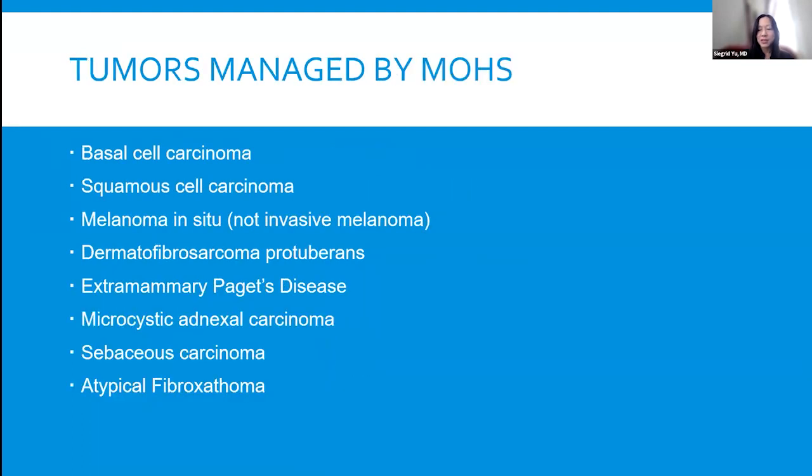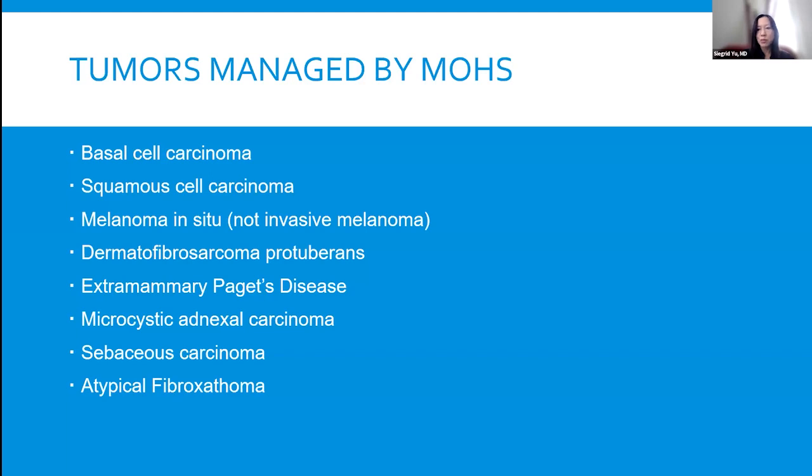Here is a list of the typical skin cancers that are managed by Mohs surgery. Most commonly by far is basal cell carcinoma. That is the most common skin cancer in the United States, followed by squamous cell carcinoma and melanoma in situ. It's important to note the very early stages of melanoma can be treated with Mohs. However, the deeper invasive melanomas, there are other gold standard treatments.